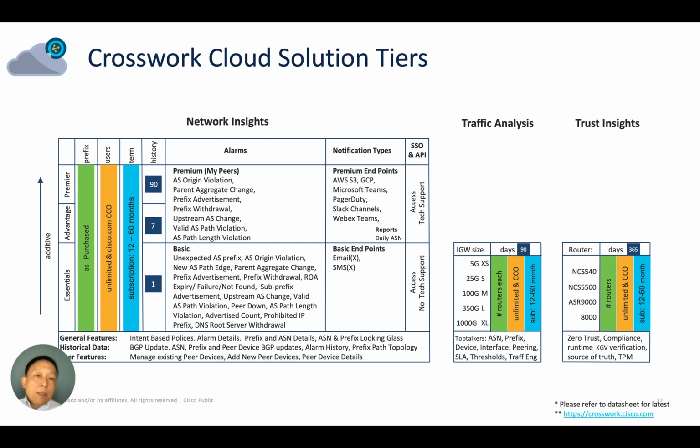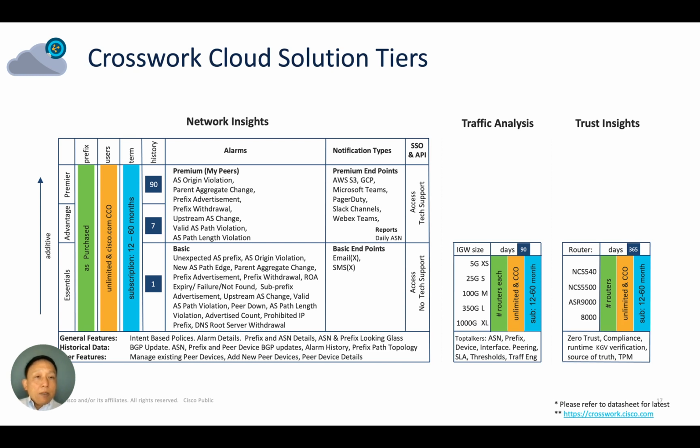Okay, so that's what traffic analysis licensing does, right? Traffic analysis, just to share again, is tracking top talkers based on ASN prefix, devices, and interfaces, peering, and then SLAs and threshold alerts, and then traffic engineering and optimizing of the edge network.